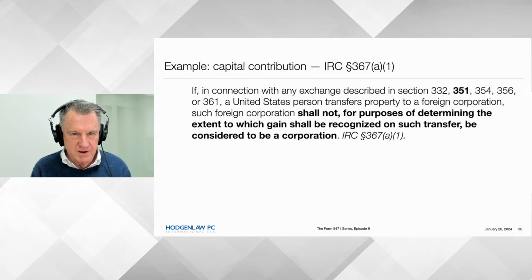And you see there in the bold. So if you've got a 351 transaction, the foreign corporation is not considered to be a corporation. Doesn't matter what else it is, it's just not a corporation. And if it's not a corporation, 351 is not operative. If 351 is not operative, you fall back to section 1001, which is the gain on sale or exchange of an asset, and you've got a taxable event.